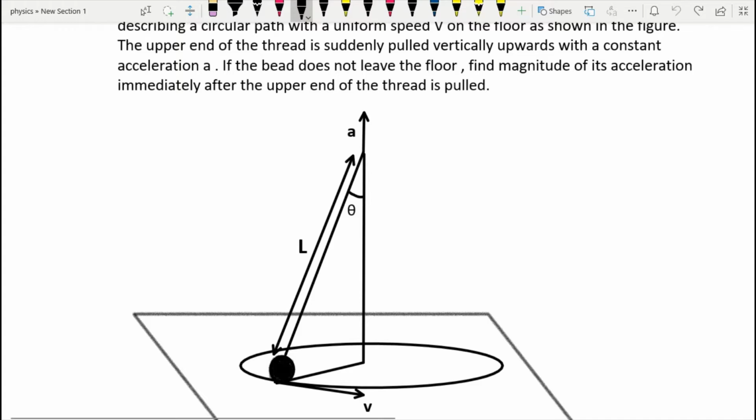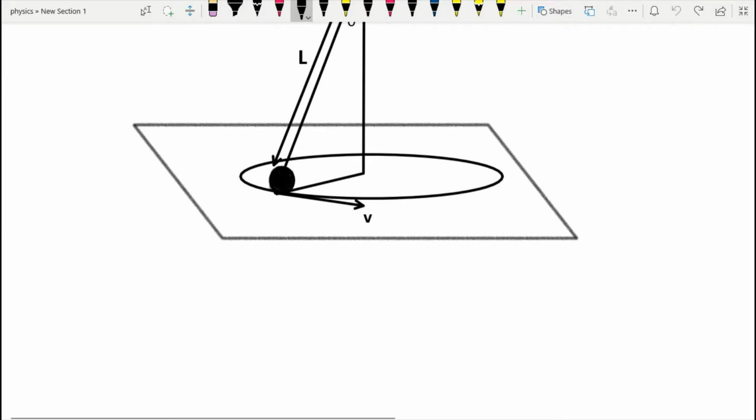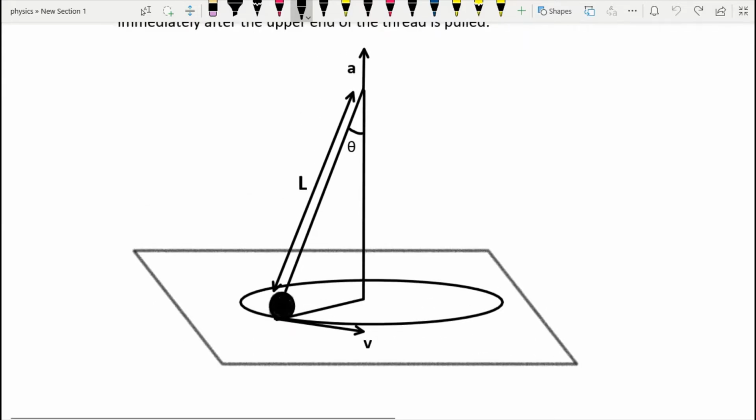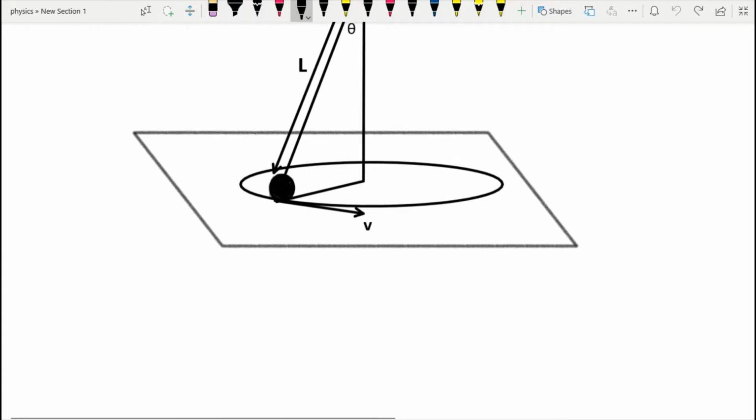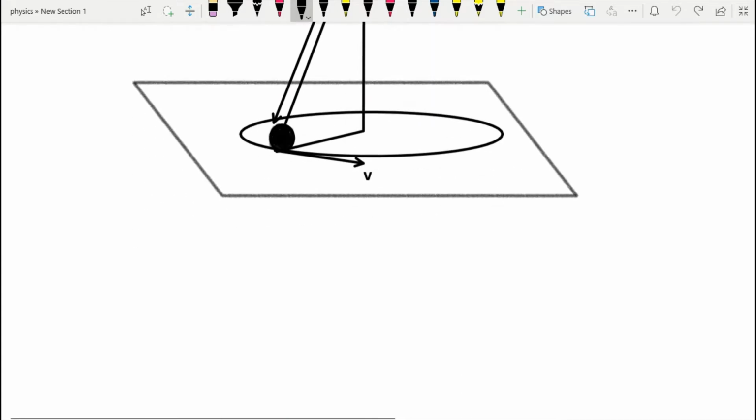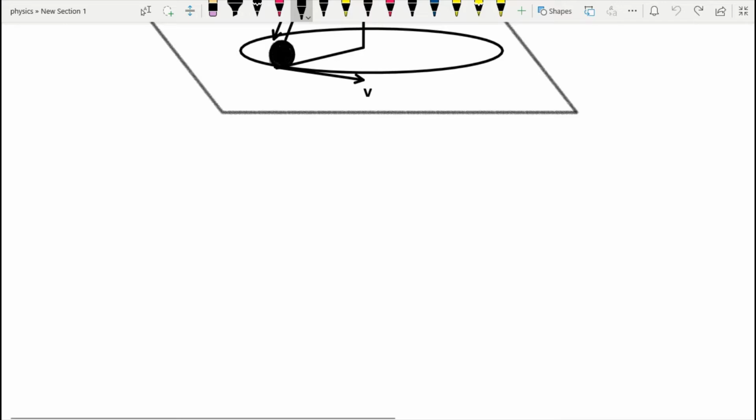So what we have to do is compute the acceleration of the small ball which is moving on the floor just after the upper end is pulled with an acceleration a. So here the concept is a little bit difficult, but we have to solve. Let us see here. I'm going to solve this.